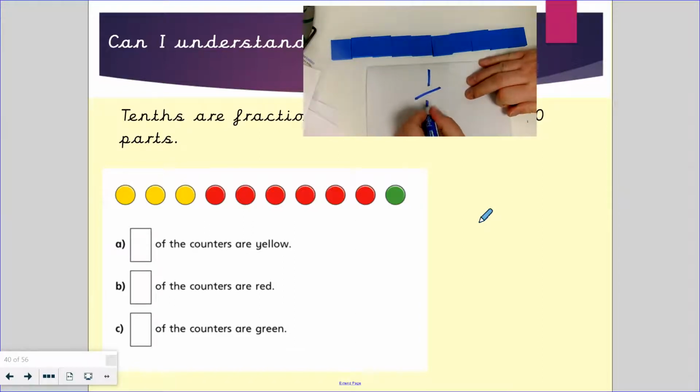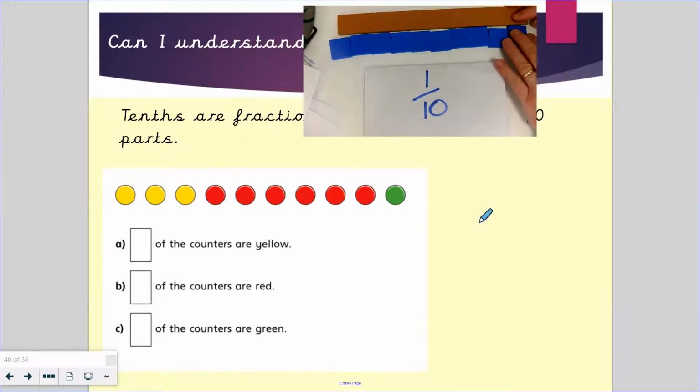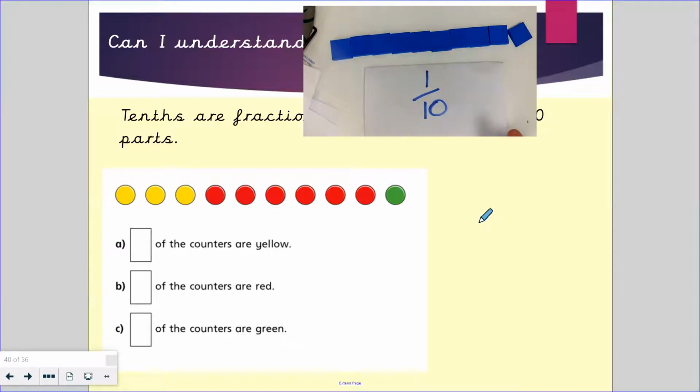1 over 10. Our whole has been split into 10 equal parts. One of these is a tenth. It's one part out of 10 to make us a whole. Can you see that? So here's our whole. We've split it into tenths. This is 1/10 of a whole. Well, that'd be interesting for you to see.